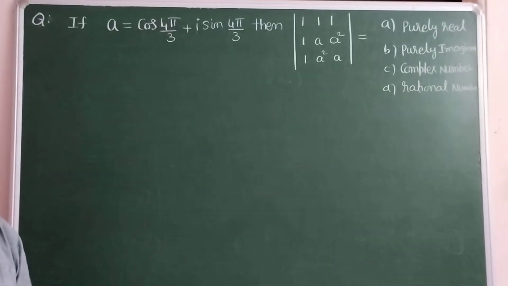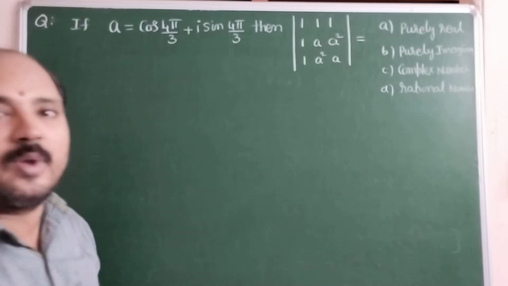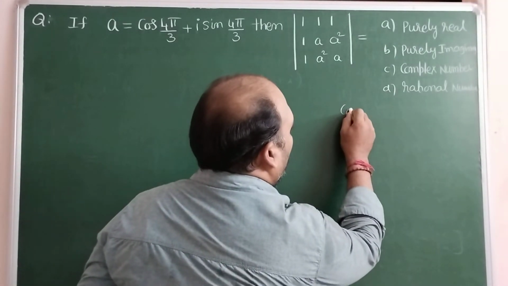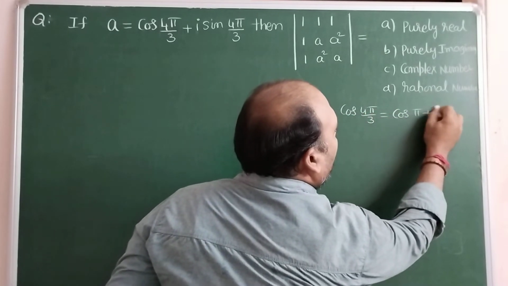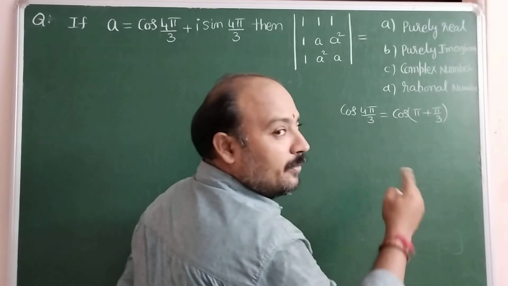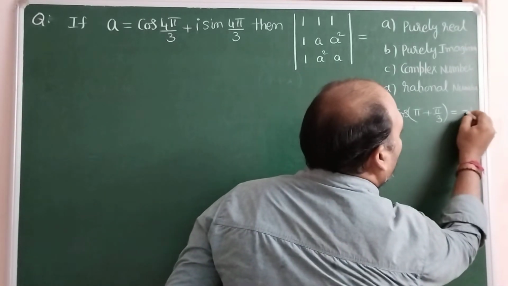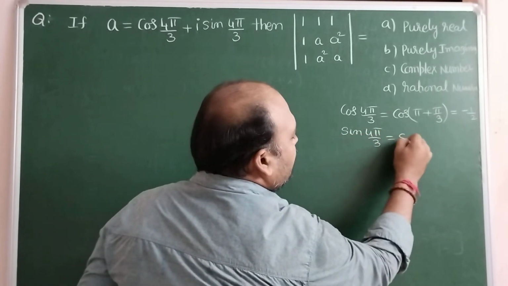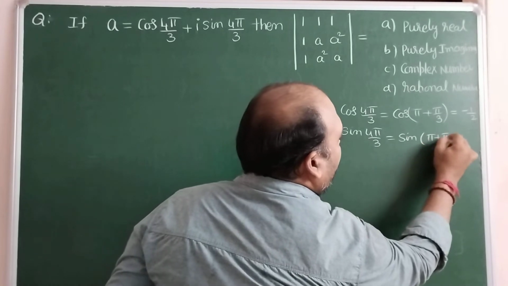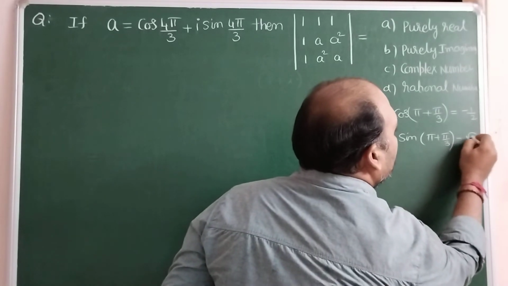So here first we need to simplify the value a into cos 4π/3 plus i sin 4π/3. Cos 4π/3 is cos(π + π/3). Cos(π + θ) is minus cos θ, so minus cos π/3. π/3 means 60 degrees, so minus 1/2. Similarly, sin 4π/3 is sin(π + π/3). Sin(π + θ), third quadrant, sin negative. So minus sin π/3, minus root 3 by 2.